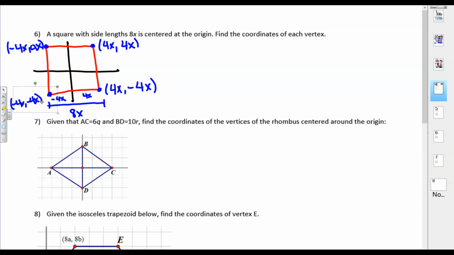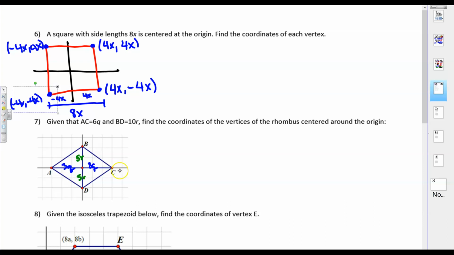Given that AC, so from A to C, is 6q, which means if this whole thing is 6q, this has to divide up into 3q on both sides. And that BD is 10r, which means this whole thing has to be 10r, so both of these must be 5r long to split it in half. Find the vertices of the rhombus centered around the origin.